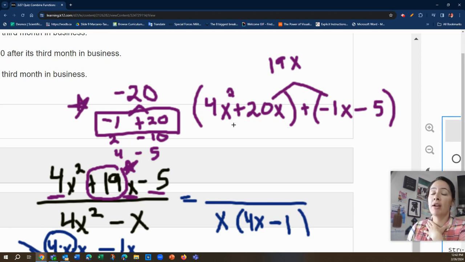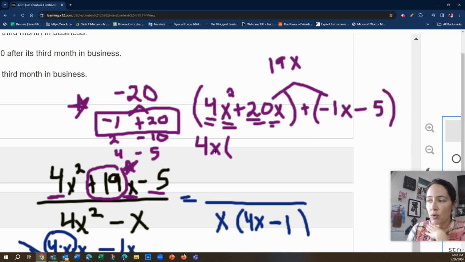This one has a number part and a variable part. 4 is a factor of 20, so I can pull that out. There's an x and an x, so I'm going to pull out a 4x. What's left? 4x squared, if I take out a 4x, I'm just left with an x. Why? Because 4x times x is 4x squared. If I have a plus 20x and I take out a 4x, I'm left with just a 5. Why? 4x times 5 is 4 times 5, which is 20, times x, which is 20x.